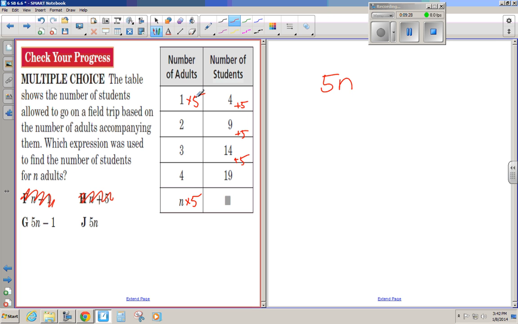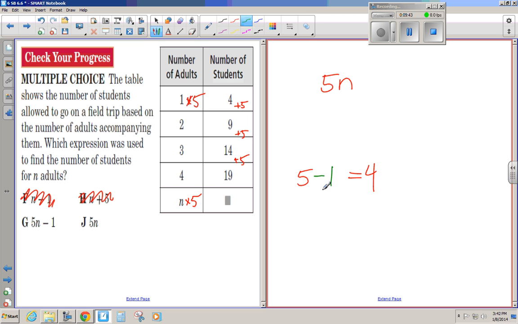All right, but now let's look. 1 times 5 is 5. But we want it to equal 4. So what would we do to make 5 into a 4? Well, we should subtract 1. 5 times 2 should be 9. Well, it's 10 unless we subtract 1. So each of these has a subtraction of 1. My answer is G.